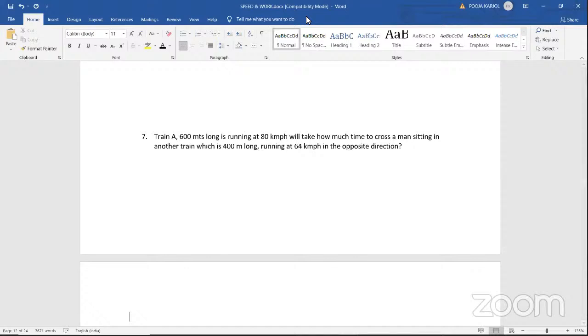Ma'am, I cannot see the question. Okay. Ma'am, doesn't it matter where the man is sitting, if he's sitting in the front or at the back? Yes, ma'am. Now it's crossing another train which is 400 meters. Okay, you guys try to figure this out. Try it.